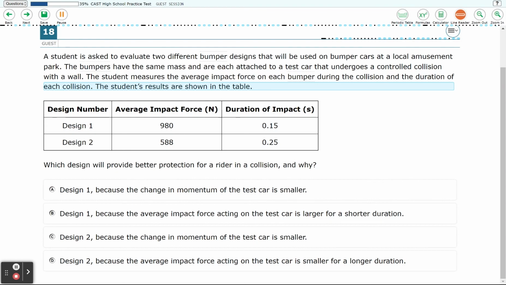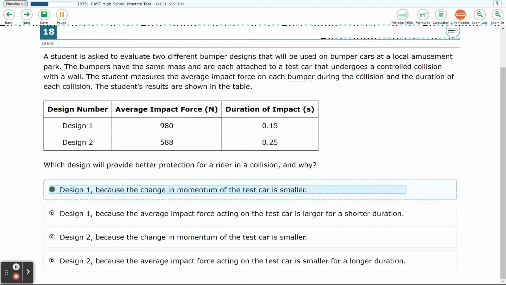Design 1 has an average impact force of 980, with a duration of impact of 0.15 seconds. And Design 2 has an average impact force of 588, with a duration of impact of 0.25 seconds. Which design will provide better protection for a rider in a collision, and why?